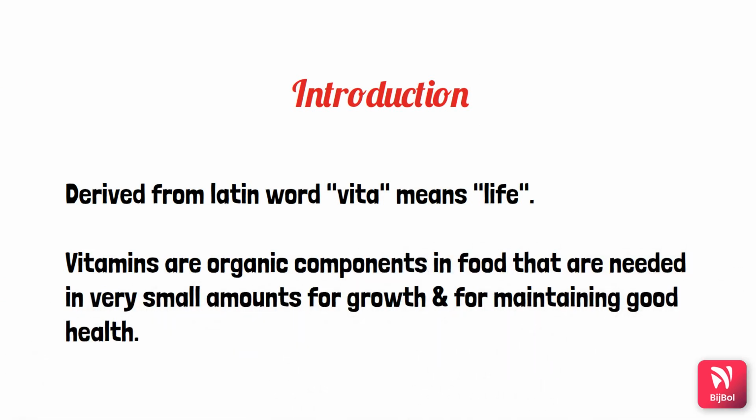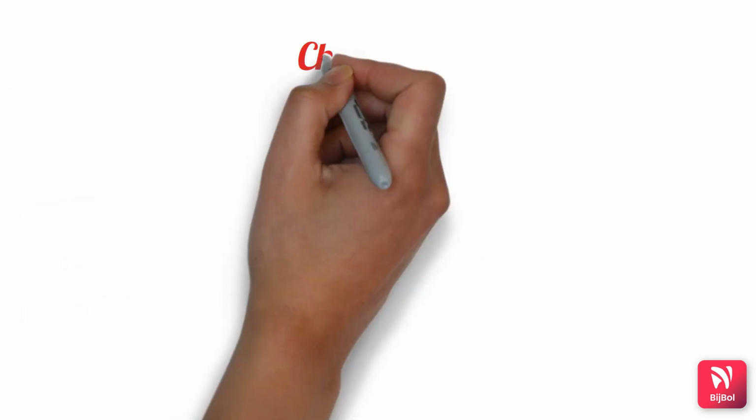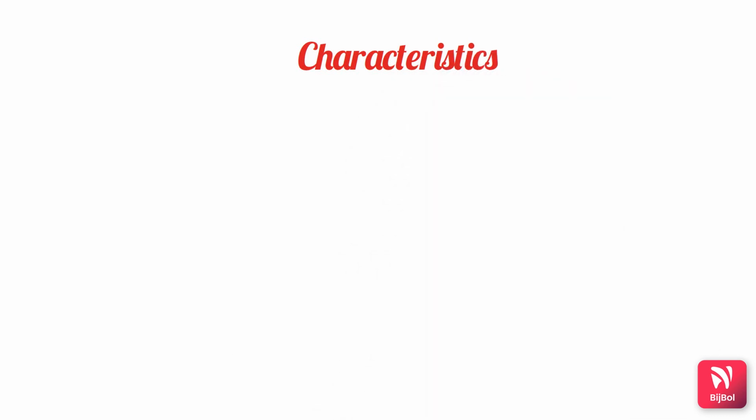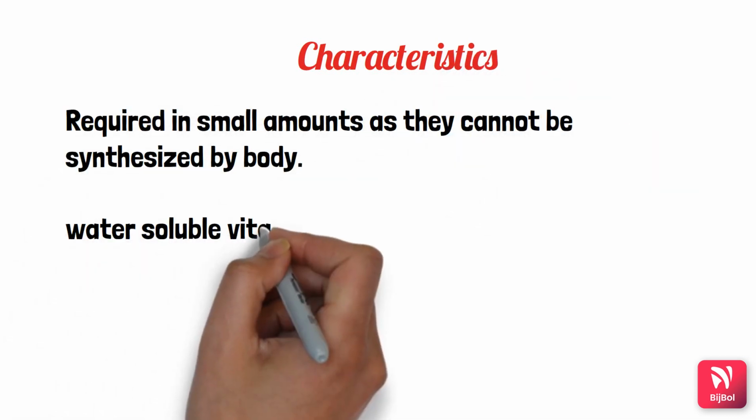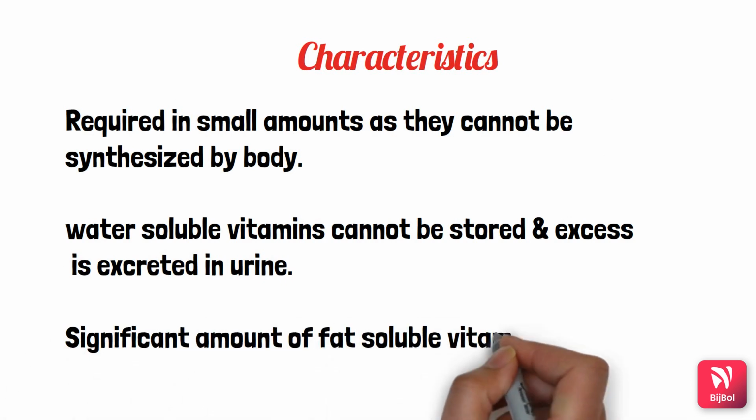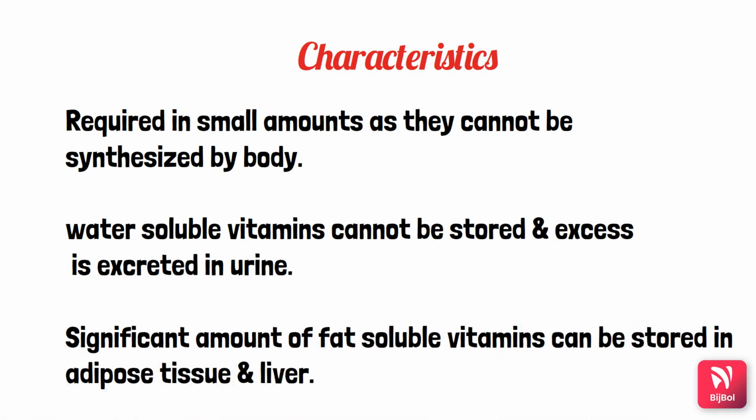Vita means life. Coming to the definition, vitamins are organic components in the food that are needed in very small amounts for growth and for maintaining good health. After knowing what vitamins are, let us discuss the characteristics of the vitamins. Generally, vitamins are required in small amounts as they cannot be synthesized by the body.